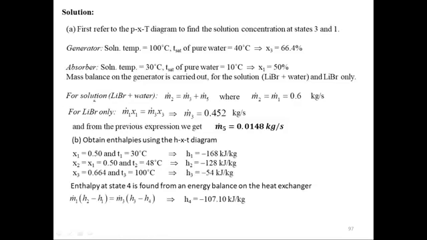And from this equation again, the one on the top, because we have already figured out m dot 2 and m dot 3, we can find out m dot 5. So m dot 5 is 0.0148 kilogram per second. So this is about the same as we had last time. It has not changed much.